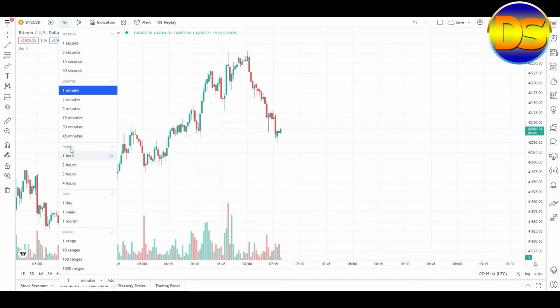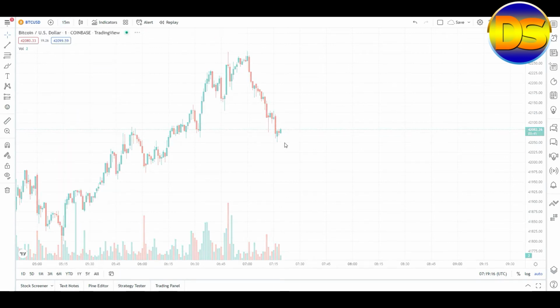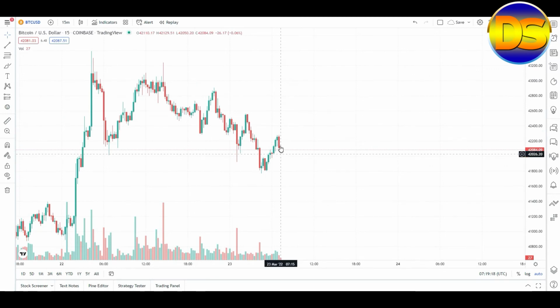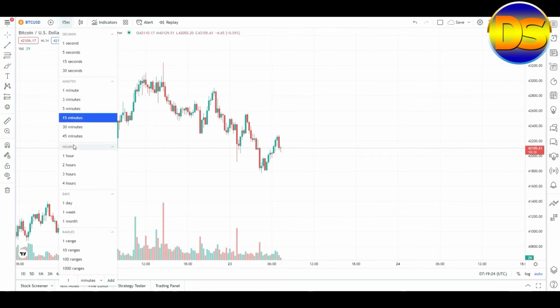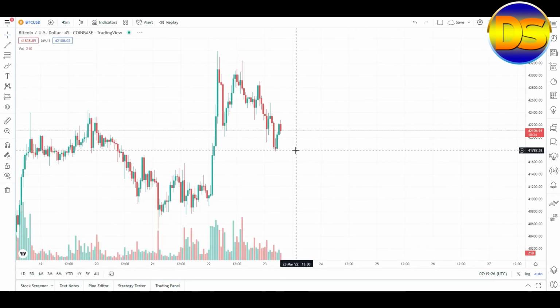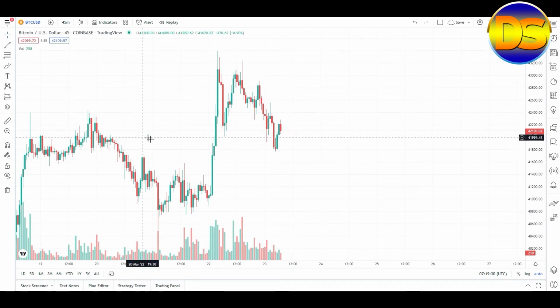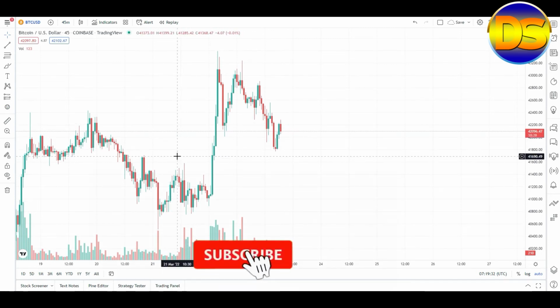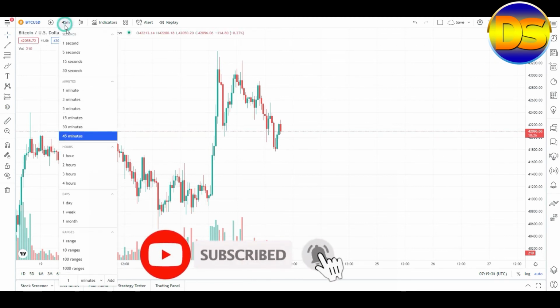If I go to the 15-minute chart, this graph is going down. I think it will be up. If I go to the 45-minute chart, this graph is going down. So it's difficult to say where the graph is going.